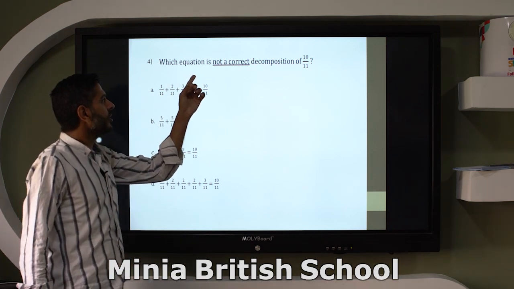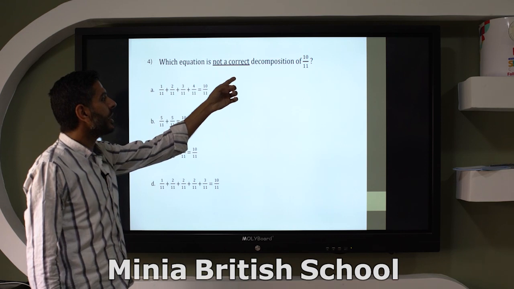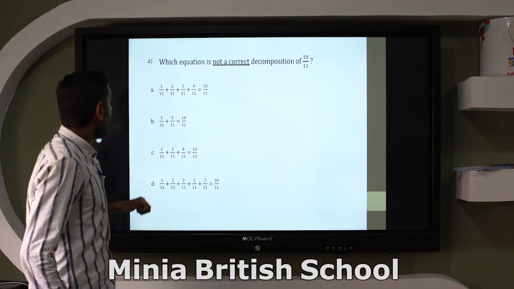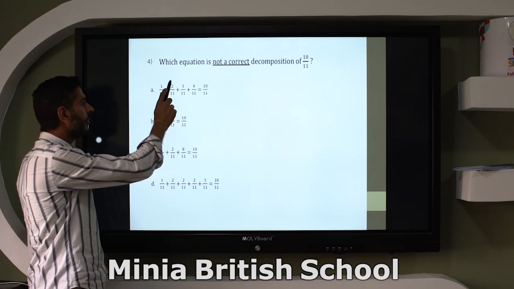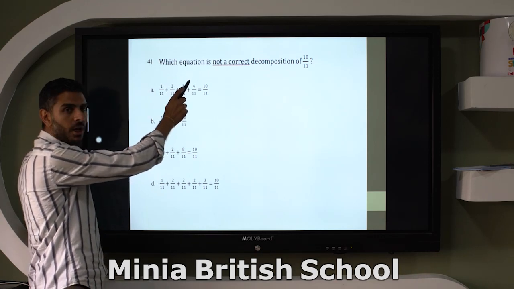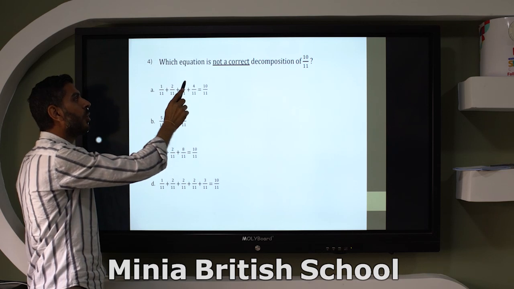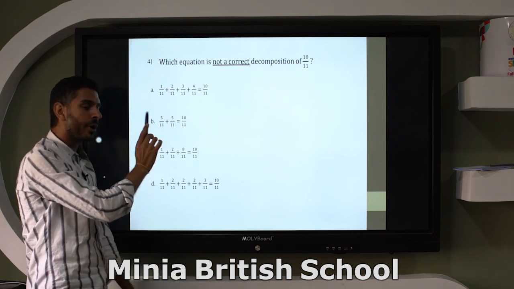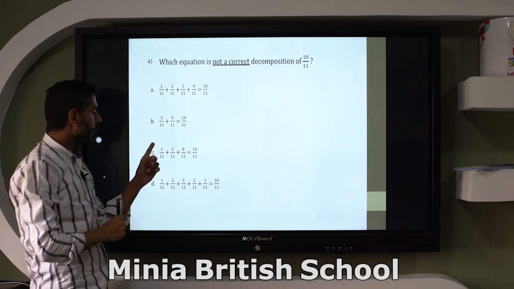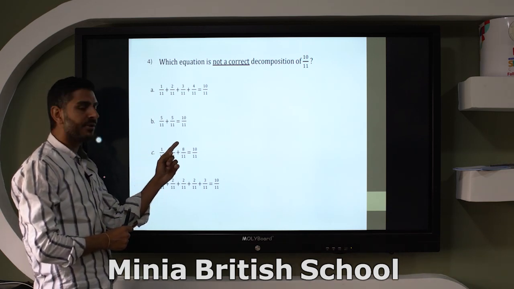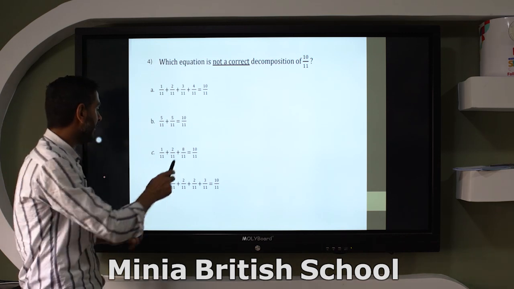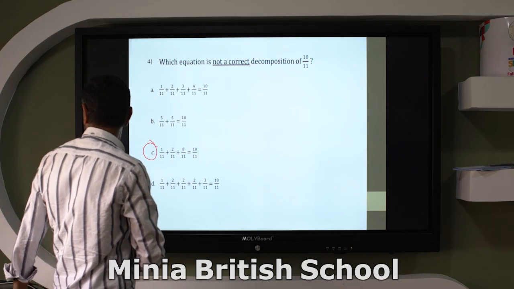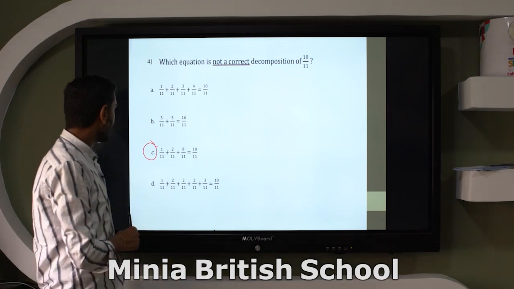Okay, which equation is not a correct decomposition of 10 over 11? Here 1 plus 2, 3 plus 3, 6 plus 4 equals 10 over 11, so it's correct. 5 plus 5 equals 10 over 11, it's correct also. Letter C, 1 plus 2 equals 3, 3 plus 8 equals 11 over 11. It's not 10 over 11, so it's not correct.